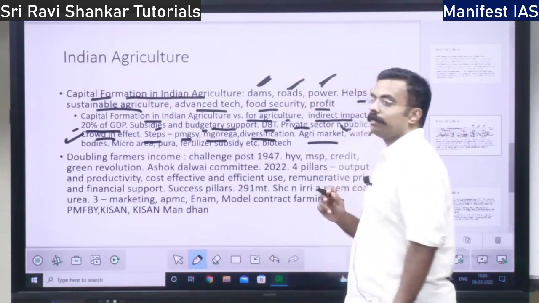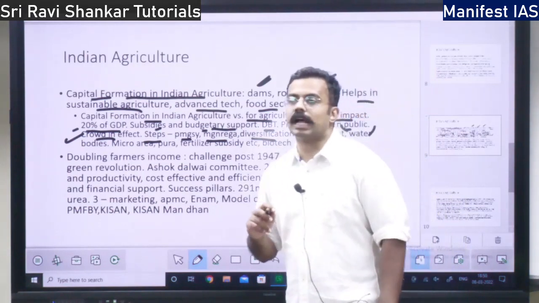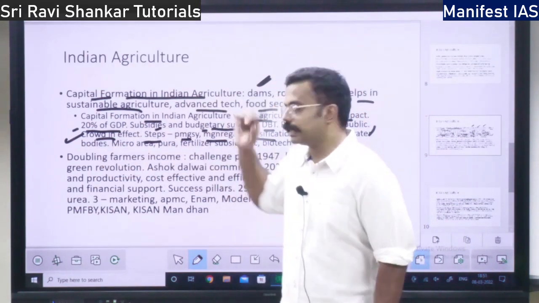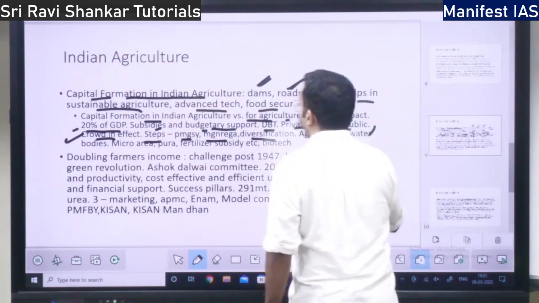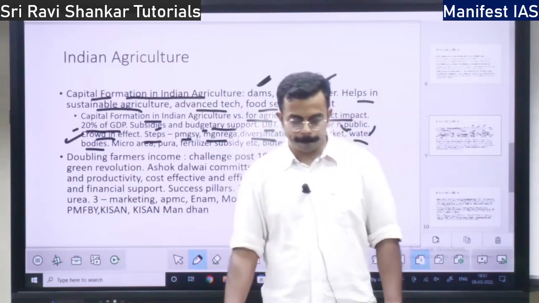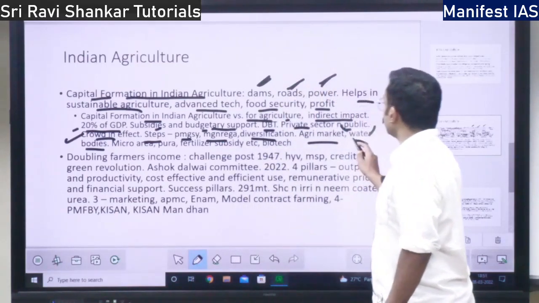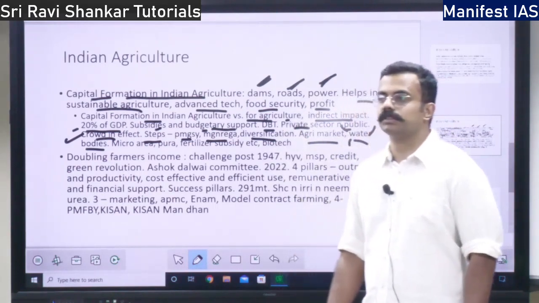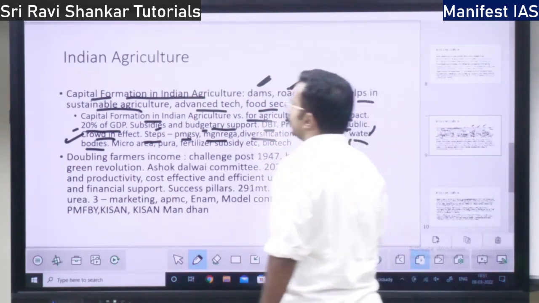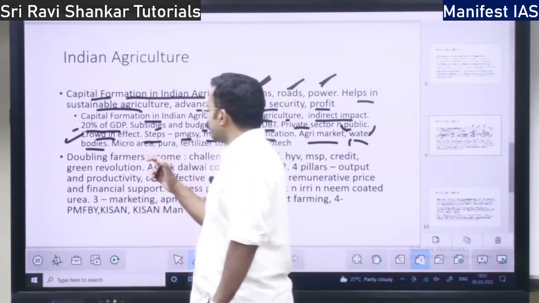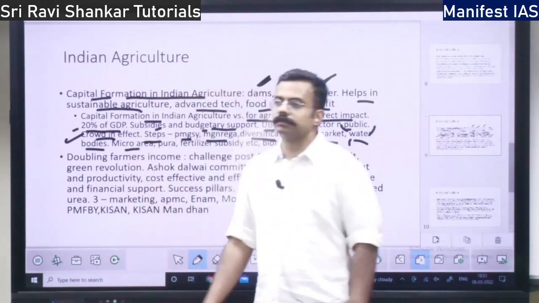Then agricultural market. If we improve the agricultural market, that will help in capital formation, more capital will come. Then you have water bodies. If we build water bodies, canals, dams, it will lead to capital formation. Yes. Then you have micro area development.